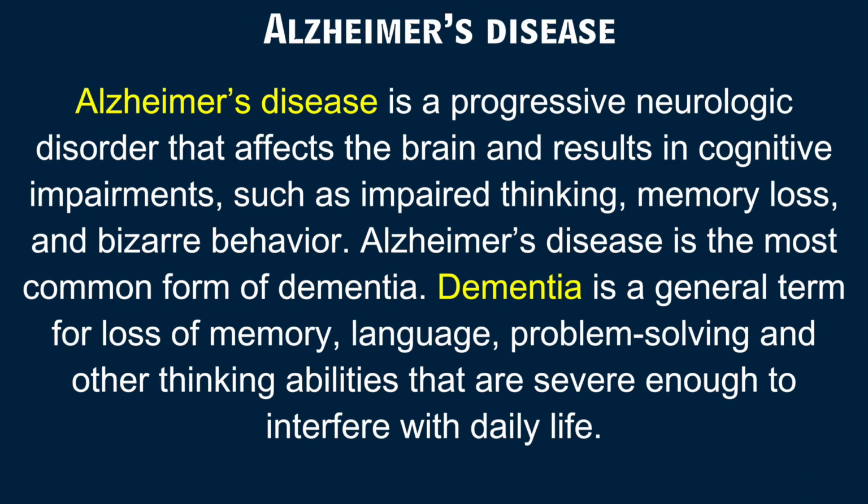What is Alzheimer's disease? Alzheimer's disease is a progressive neurological disorder that affects the brain and results in cognitive impairments such as impaired thinking, memory loss, and bizarre behavior. Alzheimer's disease is the most common form of dementia. Dementia is a general term for loss of memory, language, problem solving, and other thinking abilities that are severe enough to interfere with daily life.